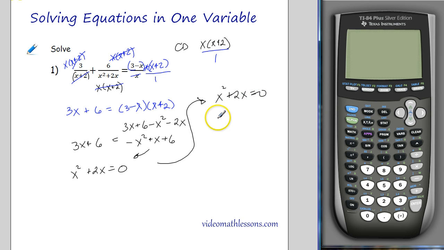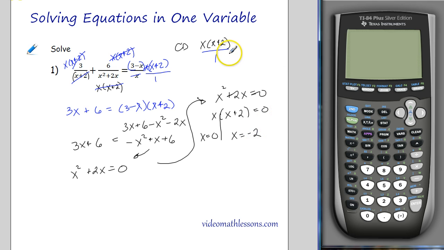And we're going to factor. It's a common factor, GCF. So take out an x. We get x plus 2. Draw the line. So we solve each little part. x is 0, x is negative 2.